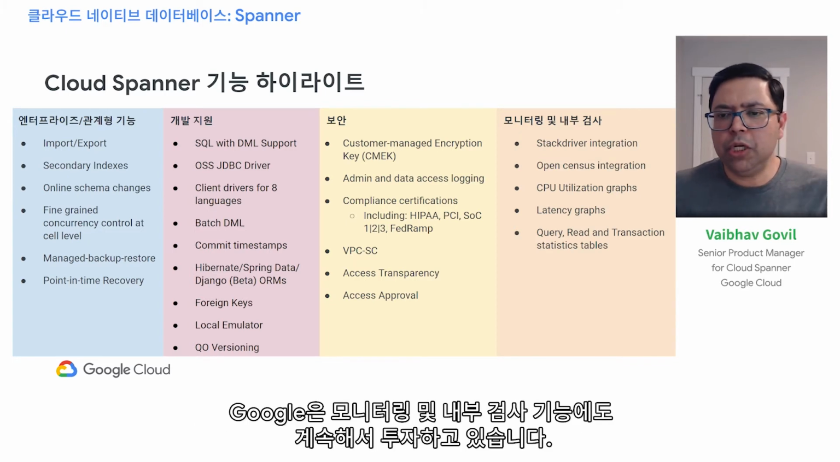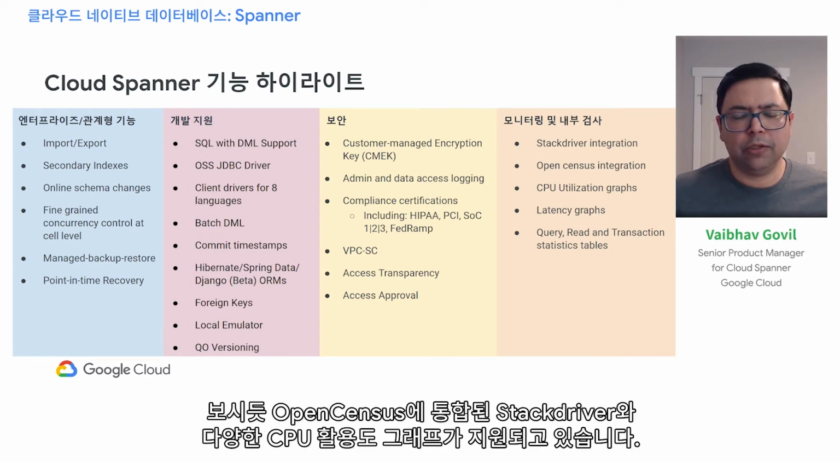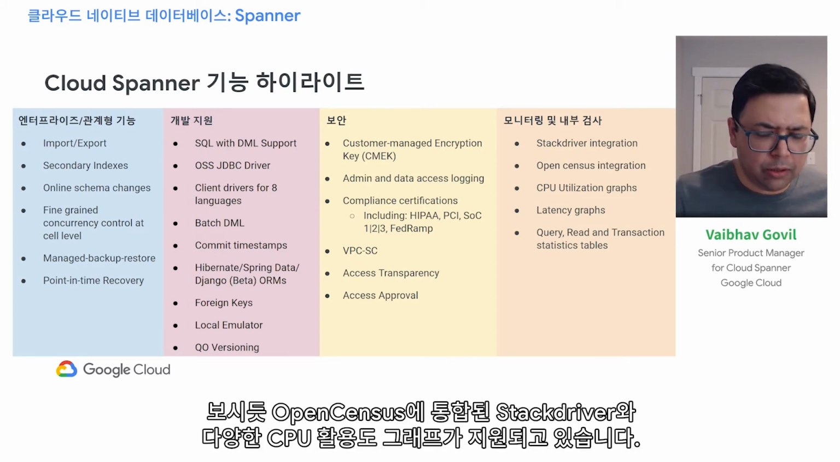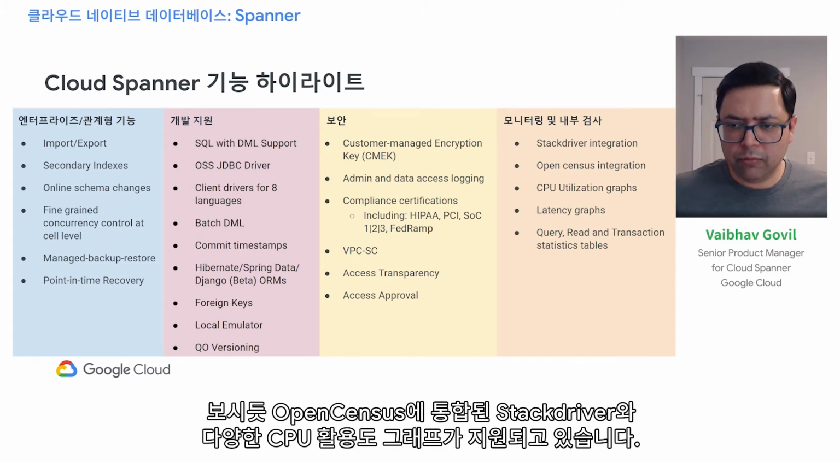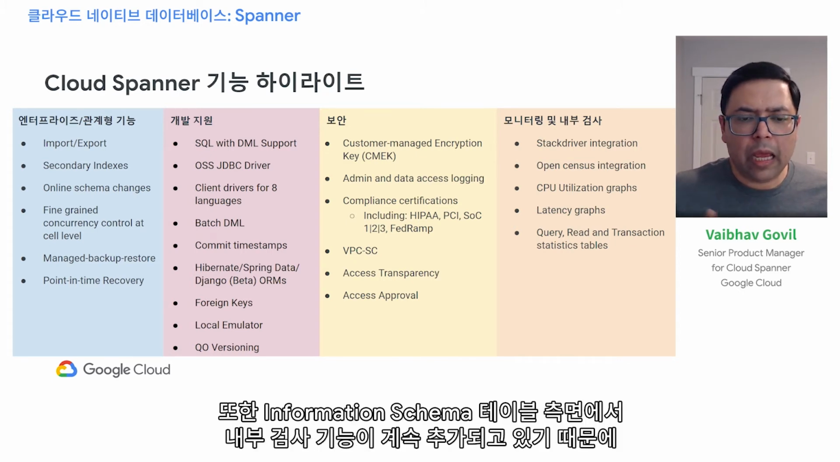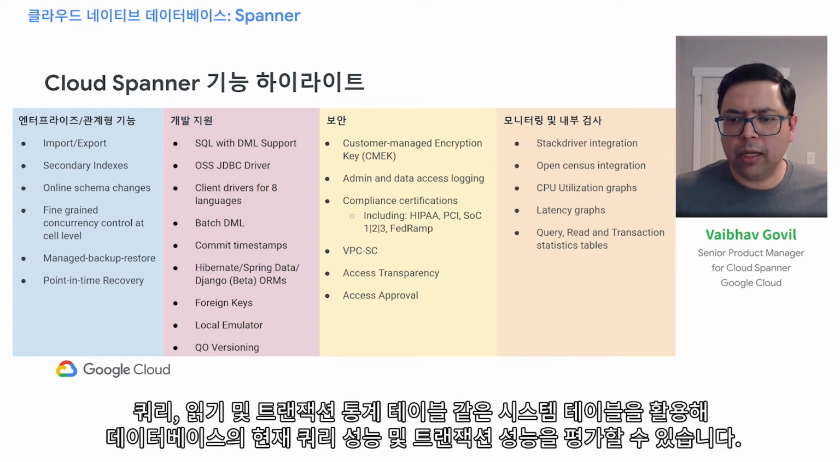And then we continue to invest in our monitoring and introspection capabilities. As you can see, we have open sensors integration, Stackdriver, and a whole bunch of CPU utilization graphs. And we continue to add more and more introspection capabilities in terms of information schema tables. So sys tables, which are like query, read, and transaction statistics tables, which are now there for you to evaluate how your database has been doing in terms of query performance and transaction performance.